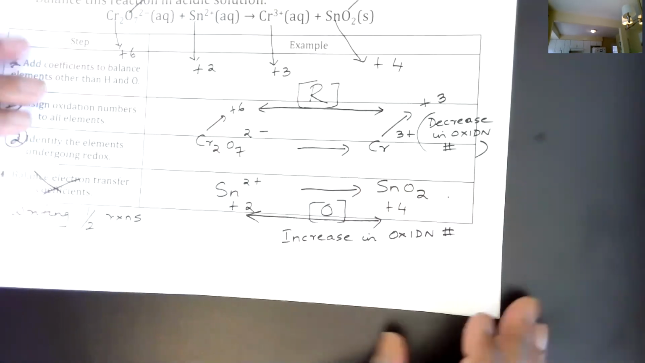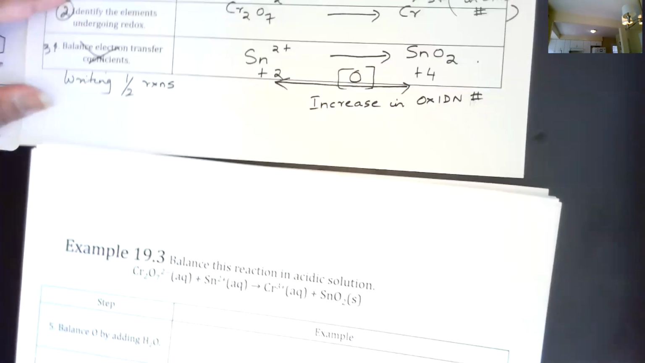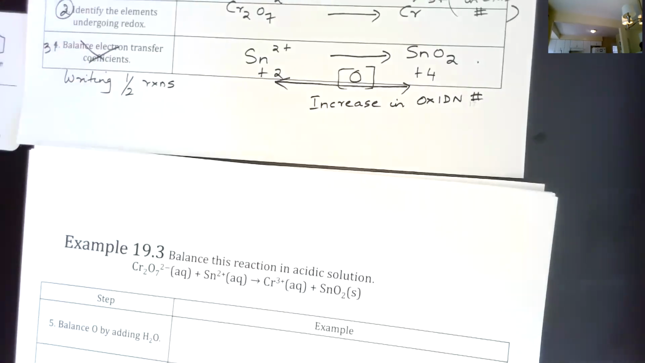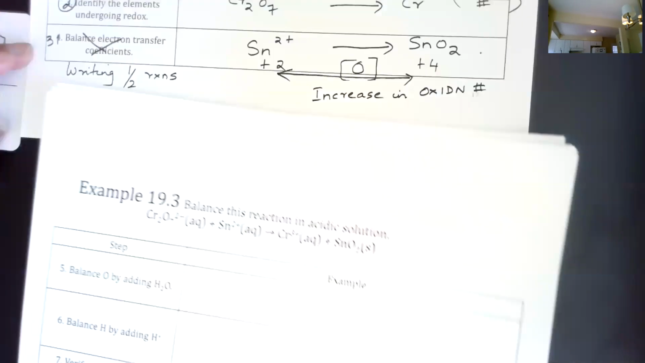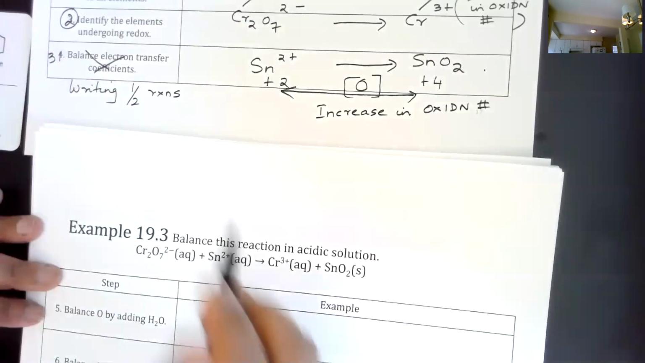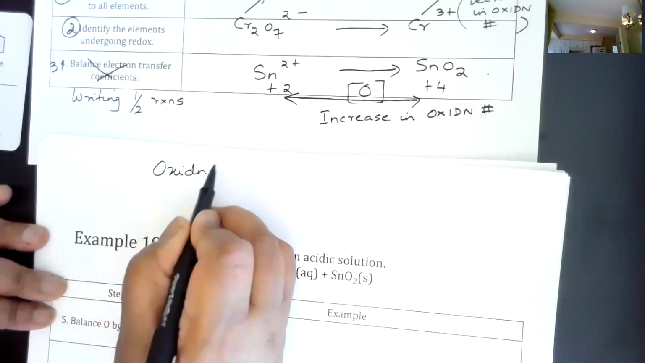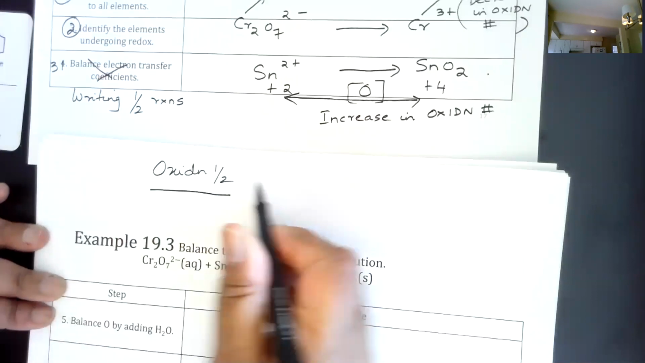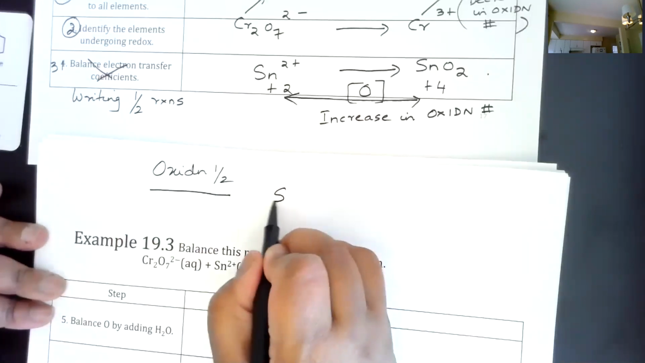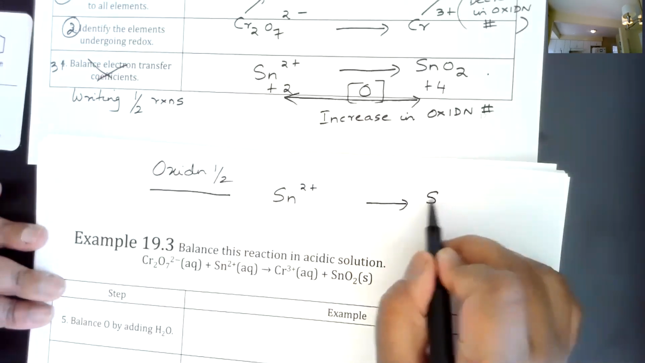All right. Now we'd have to balance each one individually. Oxidation half. And we'll need water for both.